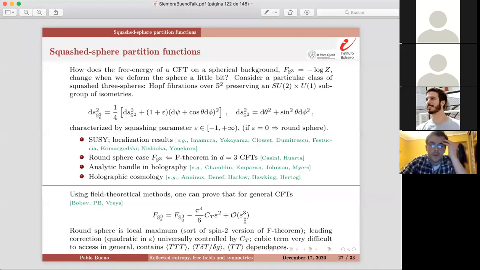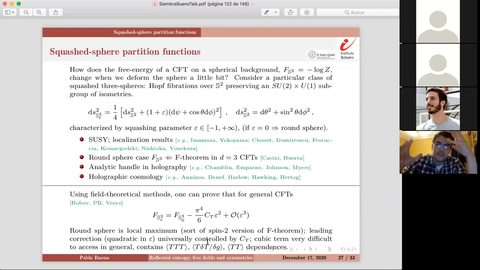So one may wonder what happens with the cubic piece, and you can say from the field theory side that this thing is going to depend on correlators of the three-point functions of the stress tensor, two-point functions of the stress tensor, and also correlators that involve the stress tensor and variations of the stress tensor with the metric.